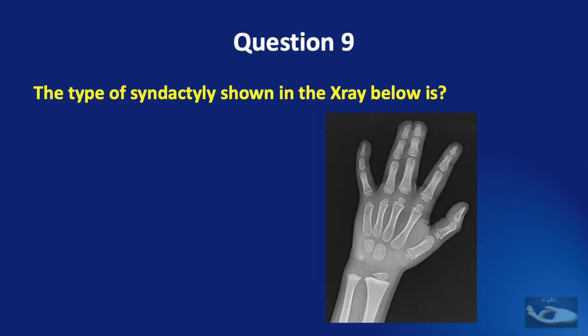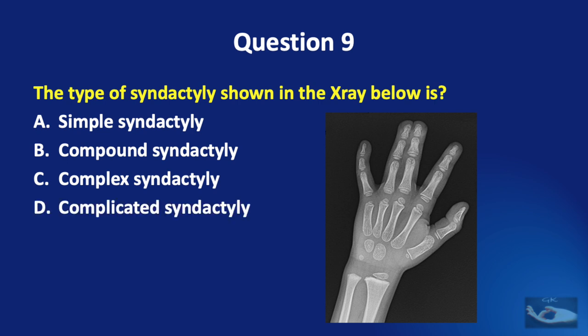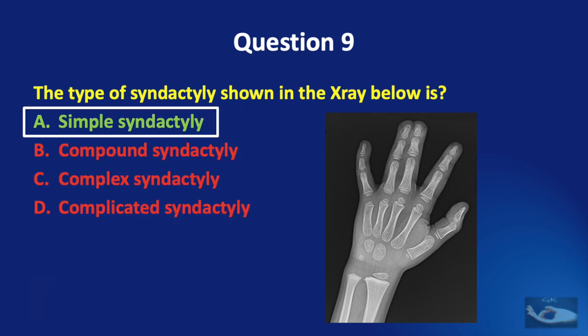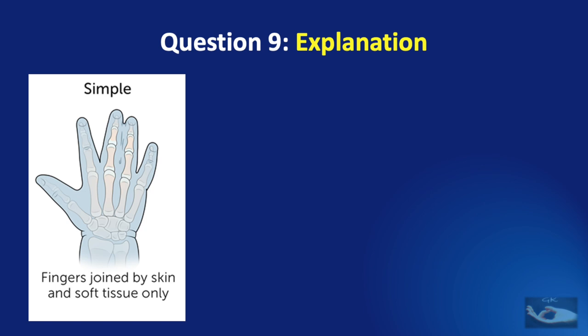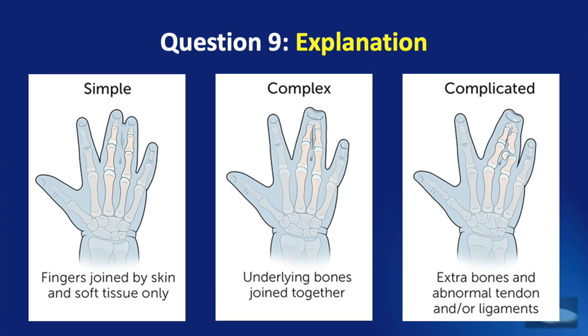Question number 9. The type of syndactyly shown in the X-ray below is a simple syndactyly, a compound syndactyly, a complex syndactyly, or a complicated syndactyly. And the correct answer is, this X-ray shows a simple syndactyly. In a simple syndactyly, the fingers are joined by skin and soft tissue only. In a complex syndactyly, the underlying bones are joined together, typically at the level of the terminal phalanx. And in a complicated syndactyly, there are extra bones and abnormal tendon or ligament attachments.